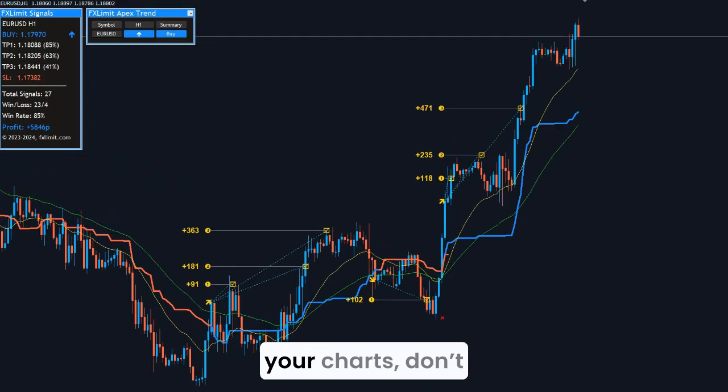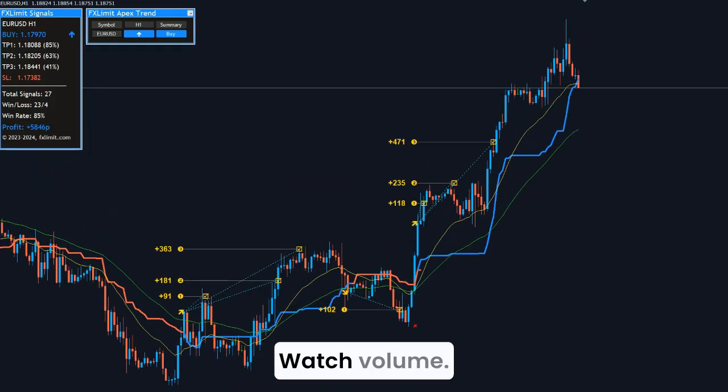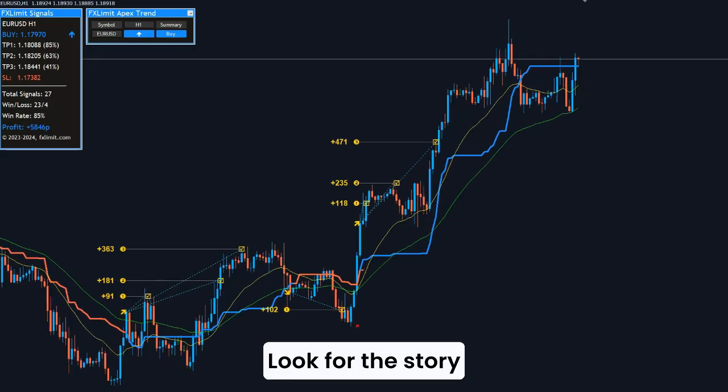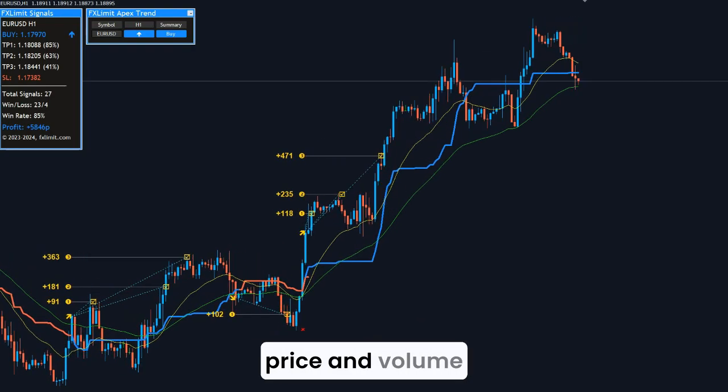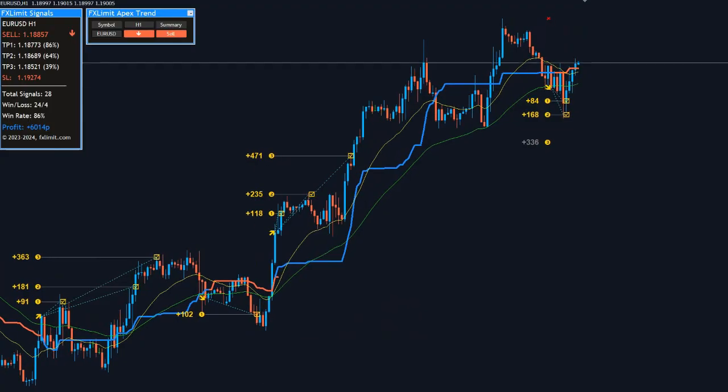So next time you open your charts, don't just watch price, watch volume. Look for the story behind the move, because when price and volume agree, that's when you strike.